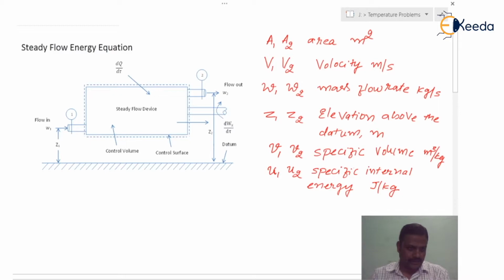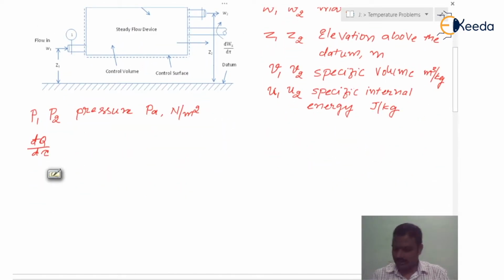and P1 and P2 are pressure absolute, that has a unit of Pascal. 1 Pascal is Newton per meter square. Then dq divided by d tau is the net rate of heat transfer across the control surface in joules per second.